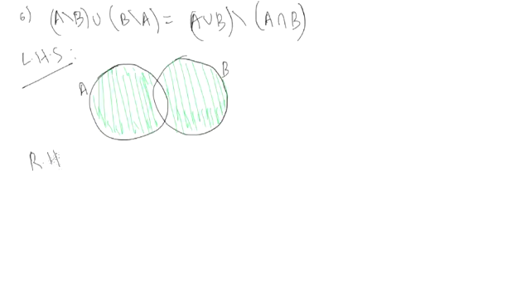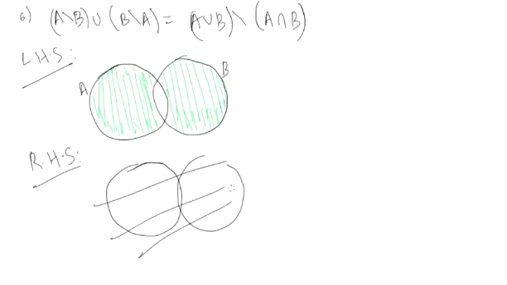RHS, the right hand side of the equation. Oh no, let me, just ignore this. I'm drawing it separately here. I have this and you have this. So this is set A and this is set B. What is A union B? A union B will be the entire thing, right? First of all, let's see what is A intersection B. A intersection B is this region.